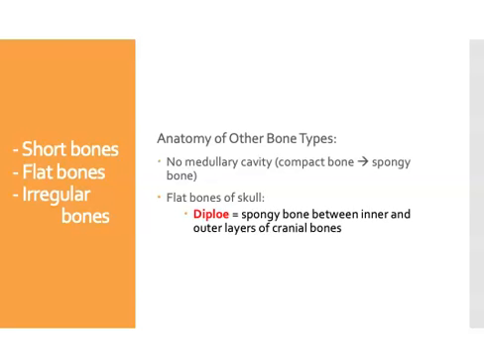When you look at these flat bones and when you hold them in your hands, they're so thin, you would swear that they were just solid cortical bone. But in actuality, there is a thin layer of spongy bone in between the two layers of cortical bone, and that's where the diploe is.